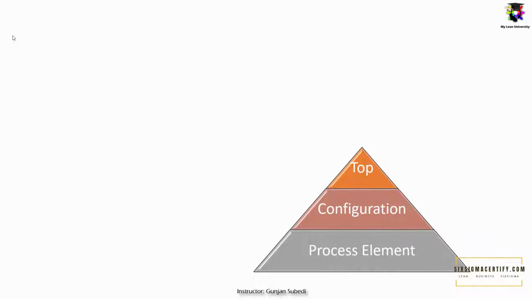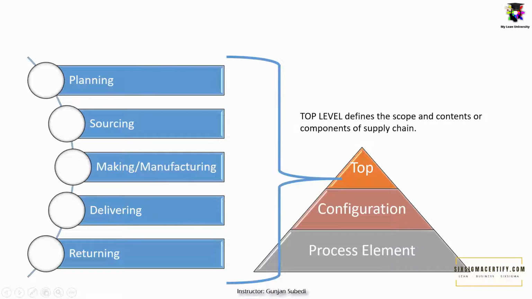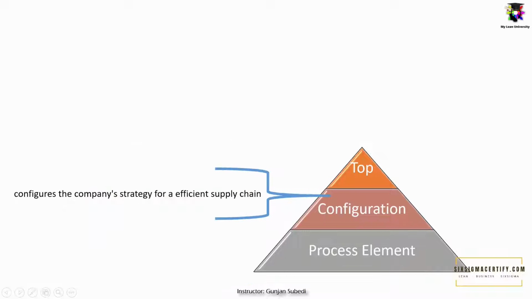This model defines three elements of supply chain management. They are the top level, configuration level, and process element level. The top level contains components of the supply chain. In the next lecture, we will be studying the components of the supply chain. There are basically five components, which we will study in the next chapter: planning, sourcing, making or manufacturing, delivering, and returning. The configuration level configures the company's strategy for an efficient supply chain. So it's basically related to the strategy to improve the supply chain.